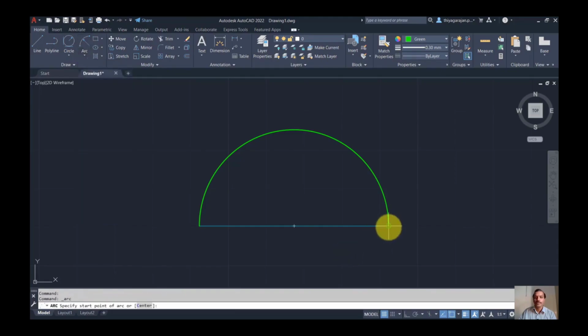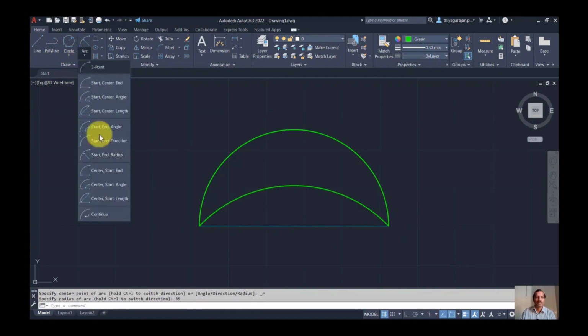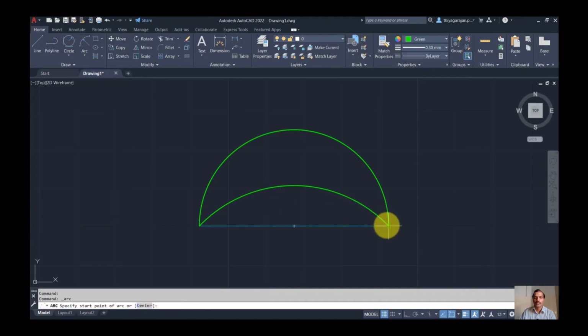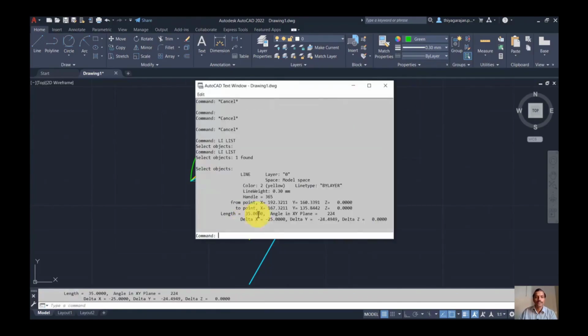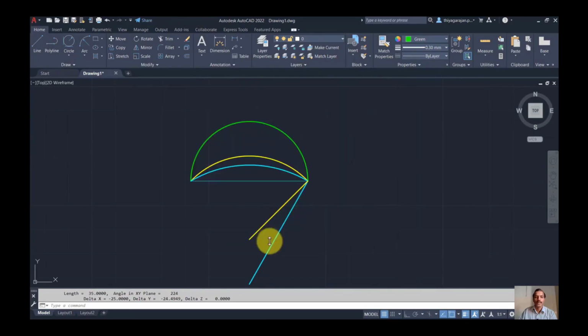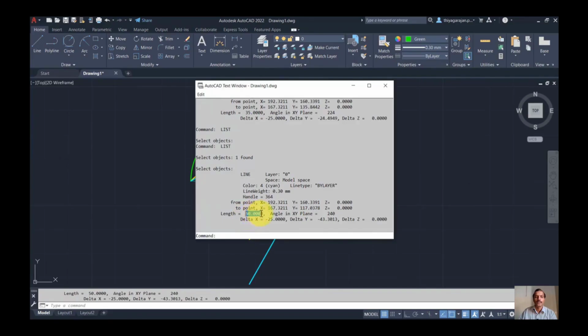So start point, end point. Let me give 35 radius. You get the arc. Let me try some more. Start, end. Let me give 50 radius. Where is this radius? Now you can see the radius. This is the radius of 35 and this is the radius of 50. We got it.